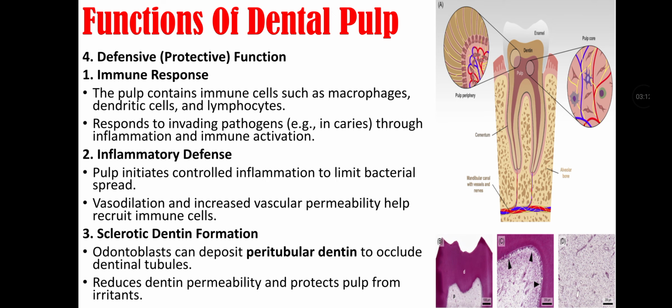Second, inflammatory defense. Pulp initiates controlled inflammation to limit bacterial spread. Vasodilation and increased vascular permeability help to recruit immune cells. Third is sclerotic dentine formation, as odontoblasts can deposit peritubular dentine to occlude dentinal tubules. This reduces dentine permeability and protects pulp from irritants.